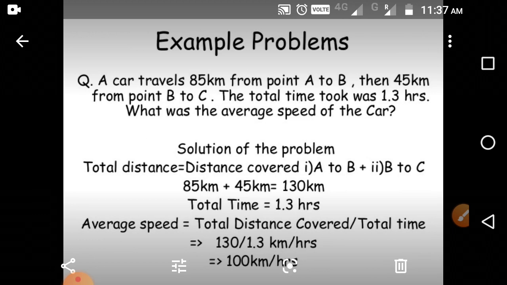I hope this much is clear for you. What are the things that we studied today? We studied speed. What is speed? It is the ratio of distance divided by time. If we know the distance and the time, we can find the speed. What is the SI unit of speed? That is meter per second. The SI unit of distance is meter, denoted by m. The SI unit of time is second, denoted by s. So the SI unit of speed is meter per second, denoted by m divided by s.